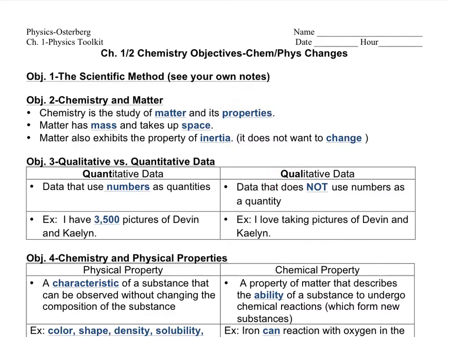Qualitative, you see qualitative there, it doesn't really have to do anything with a number. So an example is I love taking pictures of Devin and Kaylin. So it's an observation. The sky is blue. Just the simple things, simple observations without numbers.